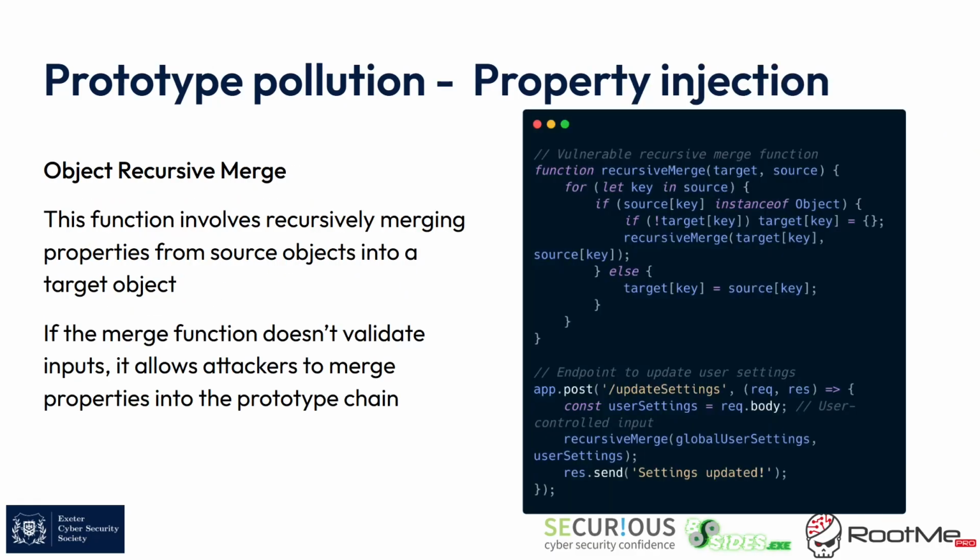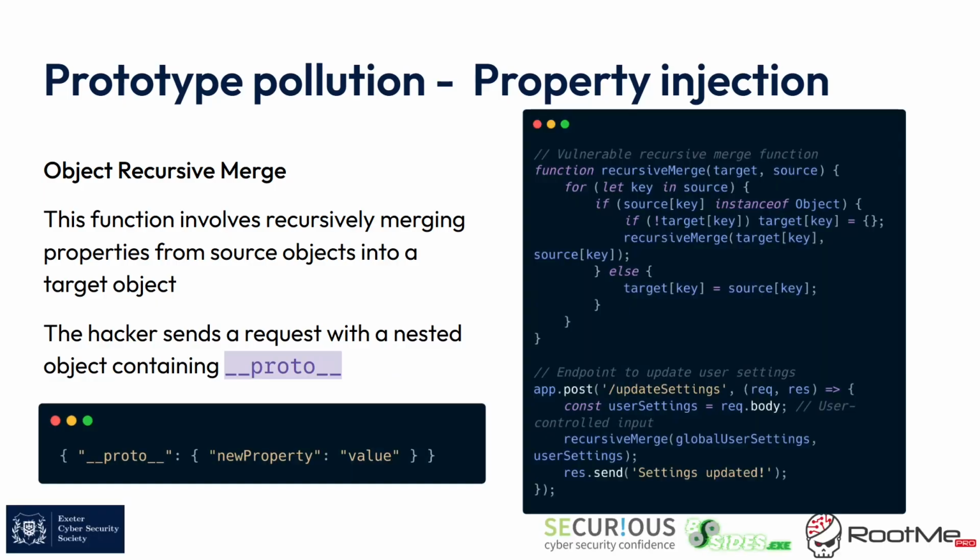Okay, so the second exploit I want to show is something called property injection. This one would probably be the most common form of how prototype pollution occurs. Sometimes in the backend, there is a function called the object recursive merge. If you look at the function over here, what you see is that it takes a source object and a target object, and then it merges all the properties from the source into the target. Does it make sense? But if the merge function doesn't validate inputs and the attacker somehow manages to pass in the source object from a post request, it could allow attackers to merge properties into the prototype chain.